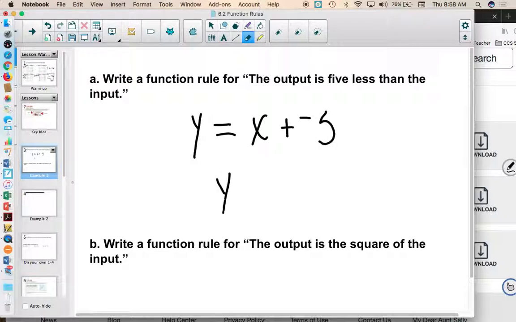Could I just say y equals x minus 5 if I want to? And for some people, is this going to follow the wording better? You're just taking the words, and we've taken written statements before and turned them into an equation. Now, though, we are saying that what comes out, our output, is our y variable. We're just giving it a variable. Okay? Write a function rule for the output is the square of the input.